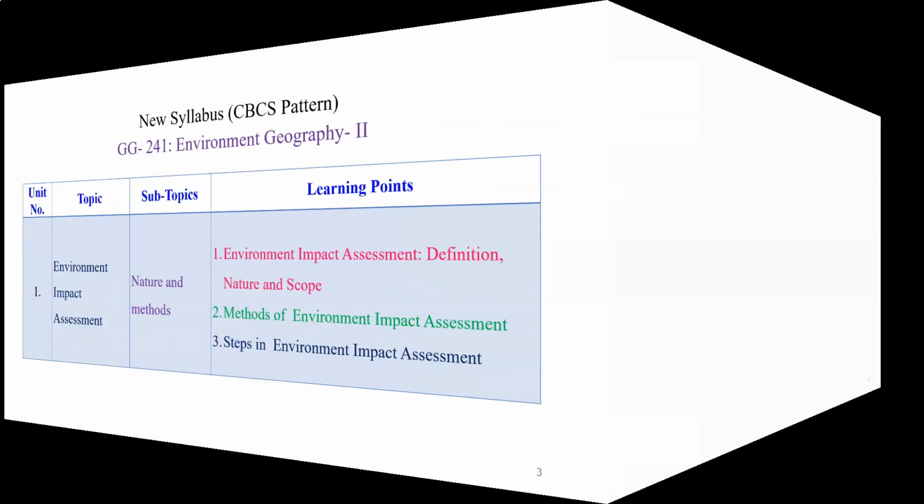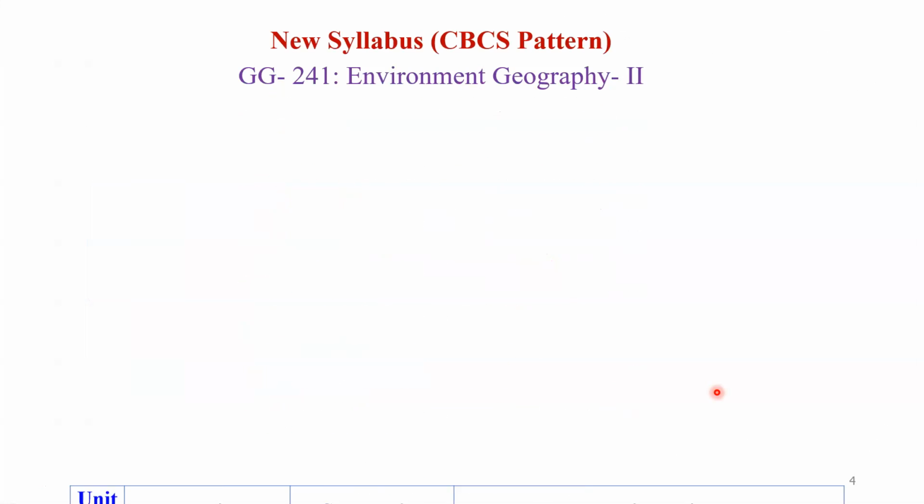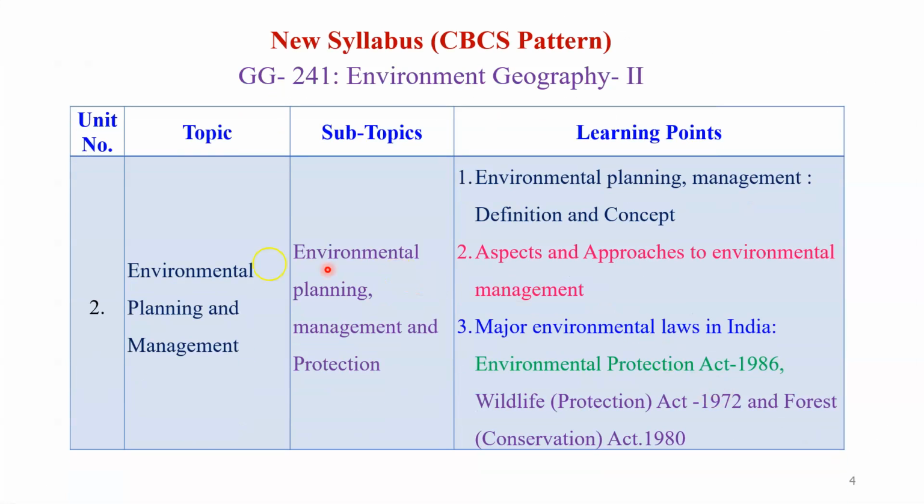Then we have chapter number second. The title of the second chapter is Environmental Planning and Management. This is a very important chapter of our syllabus. And the subtopic we have is Environmental Planning, Management and Protection. This chapter is divided into 3 major learning points. The first learning point is Environmental Planning, Management, Definition and Concept.